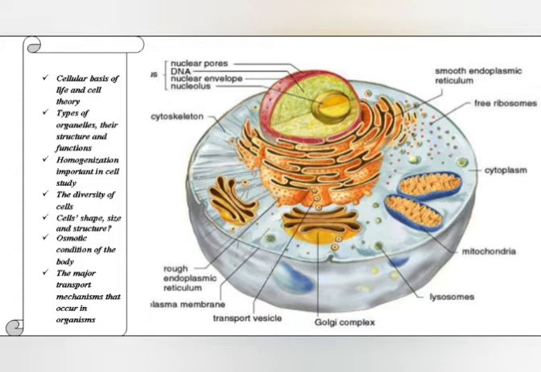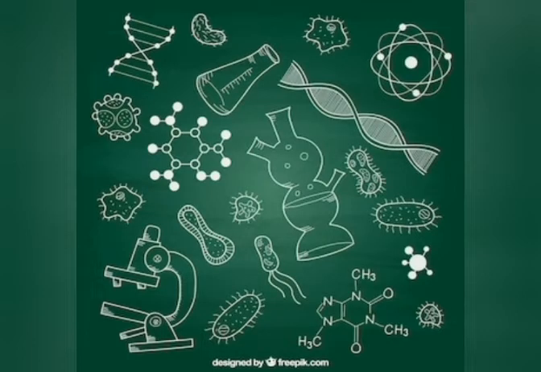A typical eukaryotic cell has three major parts. 1. The plasma membrane, the outer boundary of the cell. 2. The cytoplasm, the intracellular fluid packed with organelles, small structures that perform specific cell functions. 3. The nucleus, an organelle that controls cellular activities. Typically the nucleus resides near the cell's center.